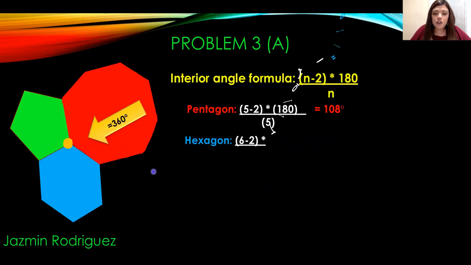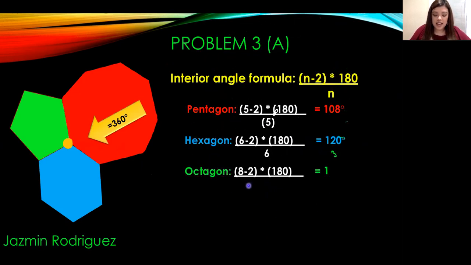And then we'll go ahead and solve for our hexagon. Once again, it gives us that it has a 120 degree angle. And our octagon, which has 8 sides, and the angle is 135 degrees. So now that we have calculated all 3 of the angles, let's see if she is right. So we'll go ahead and add up all of these 3 angles, and if it adds up to 360 degrees, she will be correct.